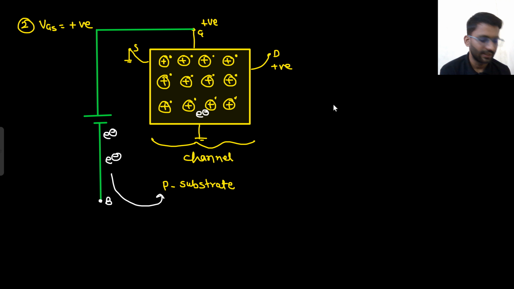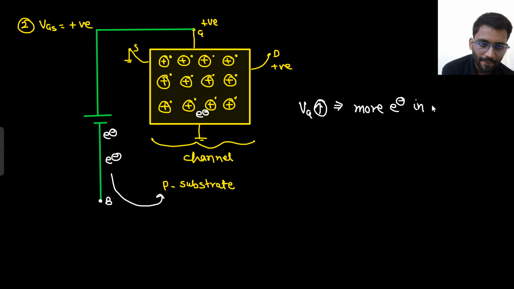So what do we say? If VGS is increasing, that means there will be more electrons in the channel, and that means the current will increase.